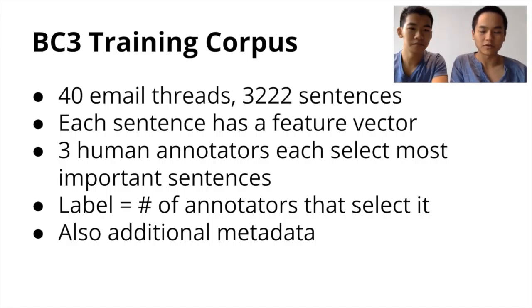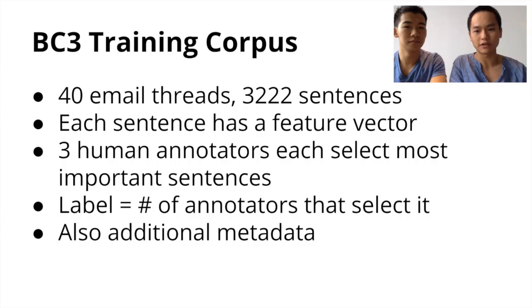So the dataset that we use is called the BC3 training corpus, and it's taken from a master's paper created by a student at University of British Columbia. In that corpus, we have 40 email threads consisting in total of 3,222 different sentences. The way we take in the corpus is that each sentence is vectorized into a feature vector with the features that we'll talk about later on.